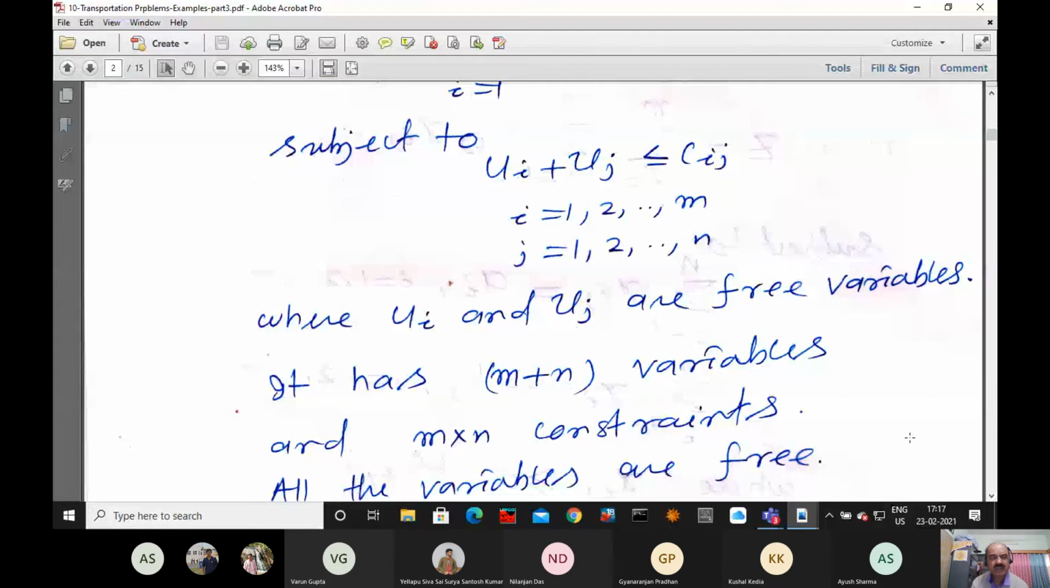The dual variables are u1, u2, um, v1, v2, vn. So how many dual variables are there? Altogether m plus n dual variables. There are m plus n primal constraints. These constraints are equality type, so the dual variables are free variables. That's all.